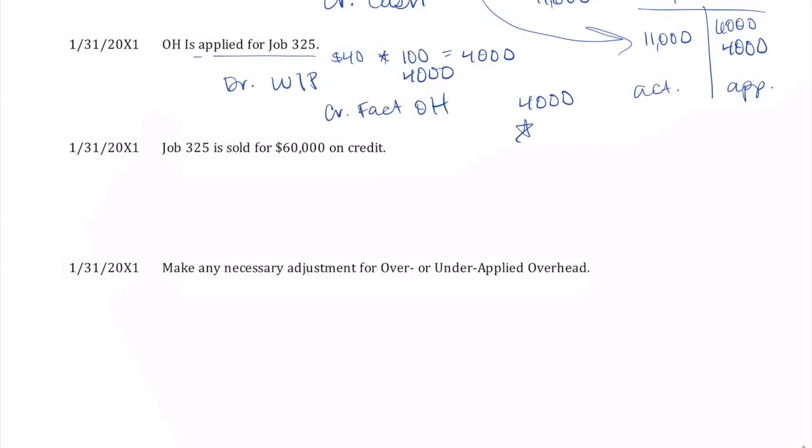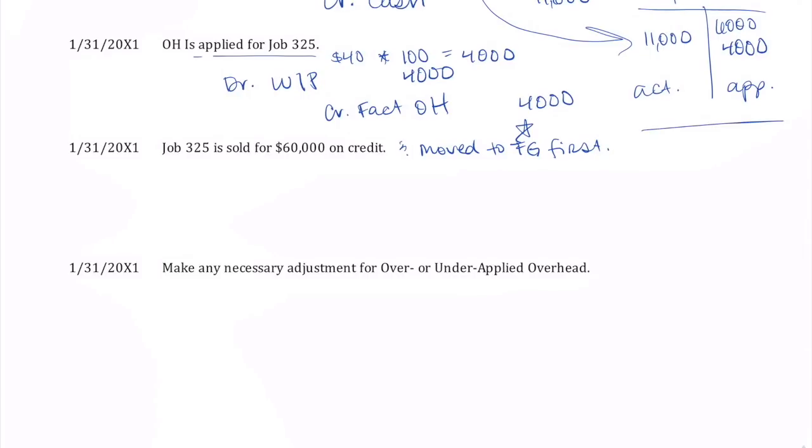Okay? Now job 325 is sold for $60,000 on credit. I probably should have stopped here and had it moved to finished goods. So I should probably add and move to finished goods first. That would make more sense.